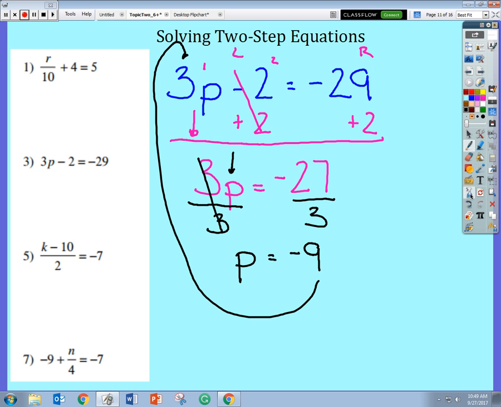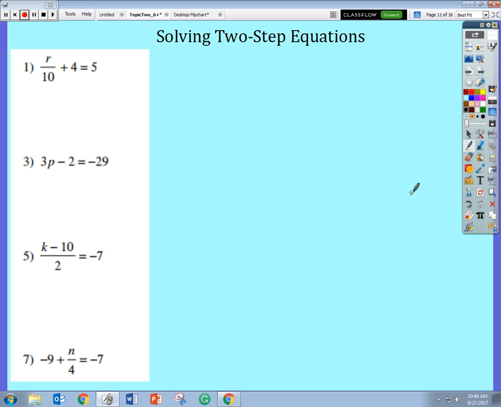Let's take a look at the next one. Hope this is starting to sink in a little bit, how we need to work these algorithms, how this becomes step-by-step. It's very methodical. There's a reason for everything we do, not just I'm going to guess and try this. We have k minus 10, divided by 2 equals negative 7.